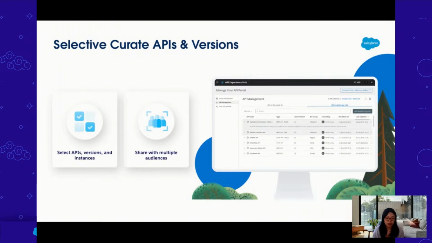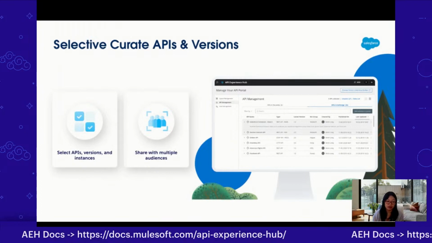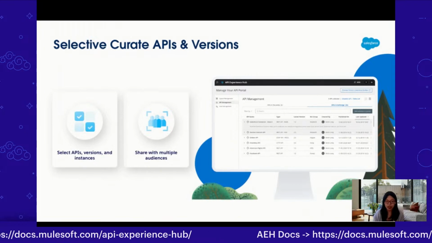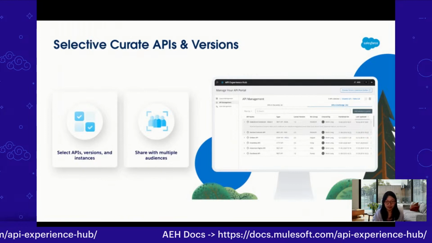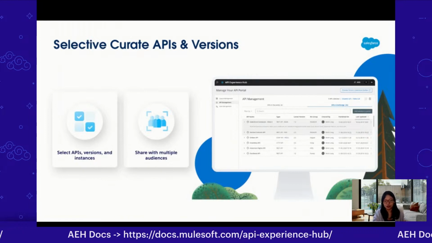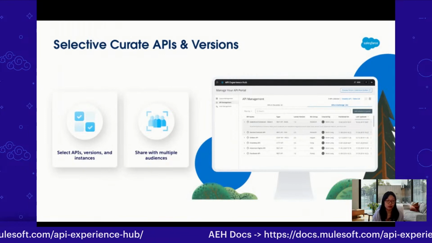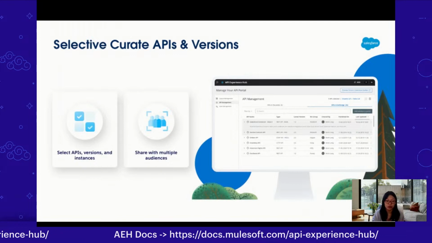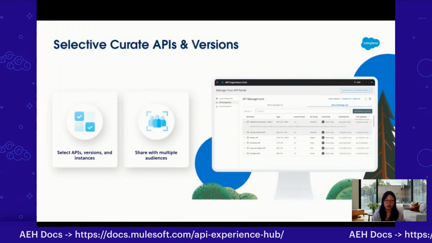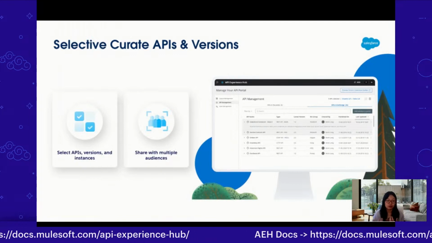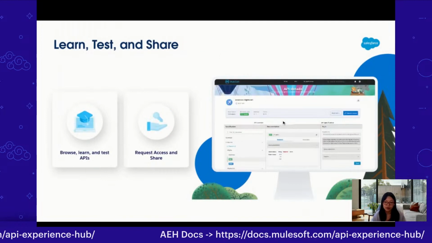So then you can selectively curate APIs and even API versions that you want your end users to be able to engage with to make that discovery a little bit easier. And this way, through this mechanism, you can also share APIs with specific audiences. So you can control which APIs you want to share with which type of audience. Maybe you have different teams. Maybe you want to differentiate between internal and external consumers. This will allow you to control the API visibility through different audiences.